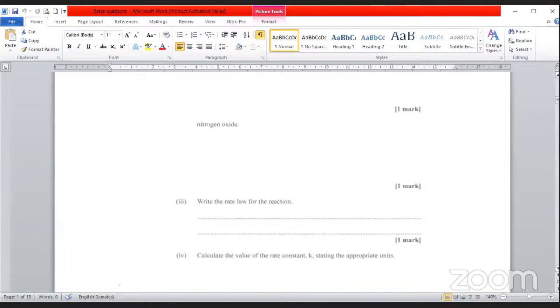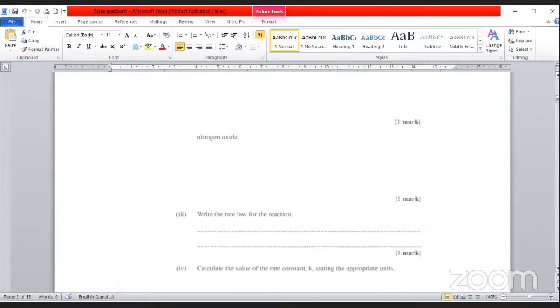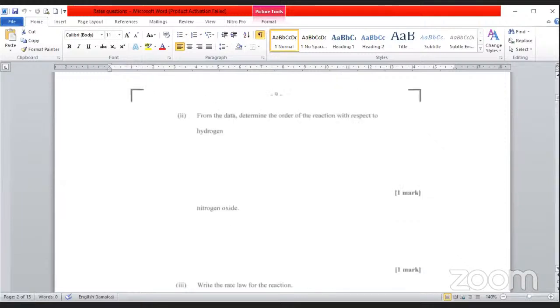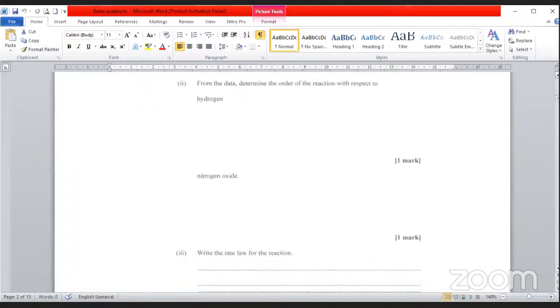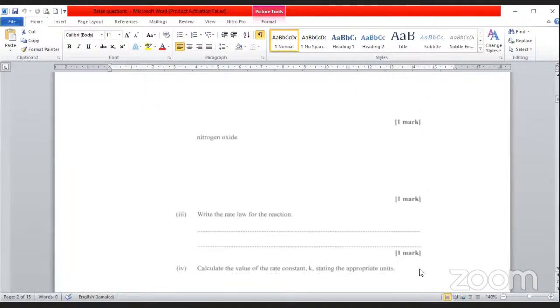All right. And we would have done this here from the data. Determine the order of the reaction with respect to hydrogen and then nitrogen monoxide. Now notice they gave you space here. So they're expecting you not just to write first or second order, but they're expecting you to show them something. All right, so we already deduced that with respect to hydrogen, it is first order. With respect to nitrogen monoxide, it is second order. We did this earlier.